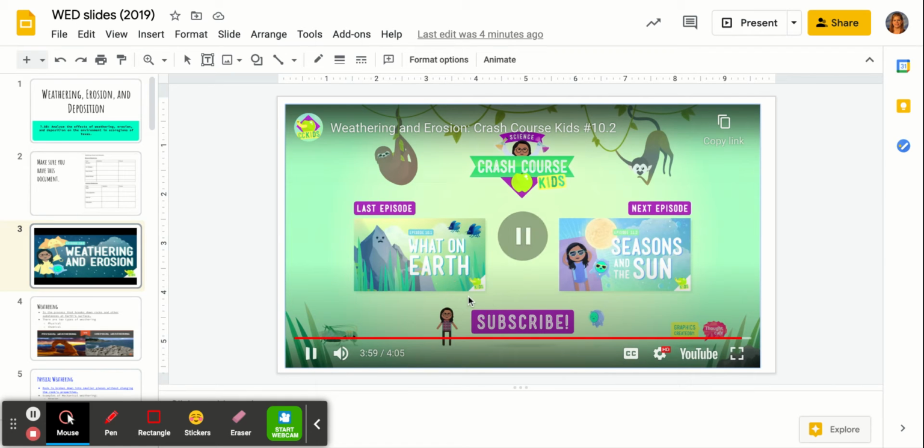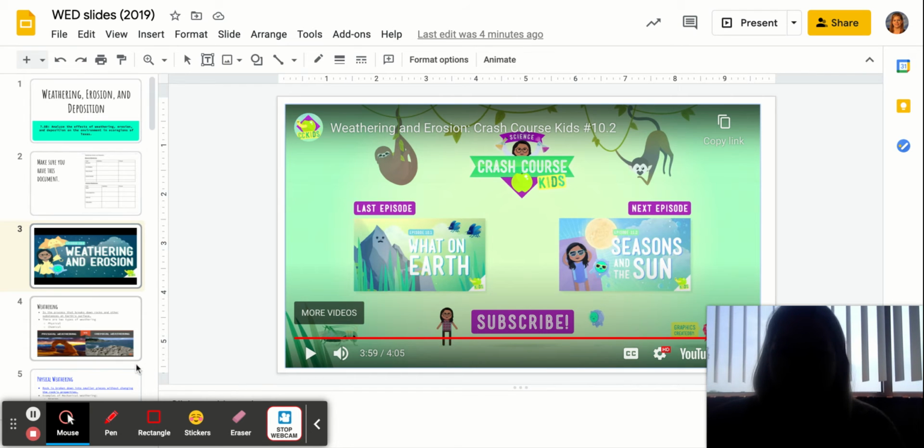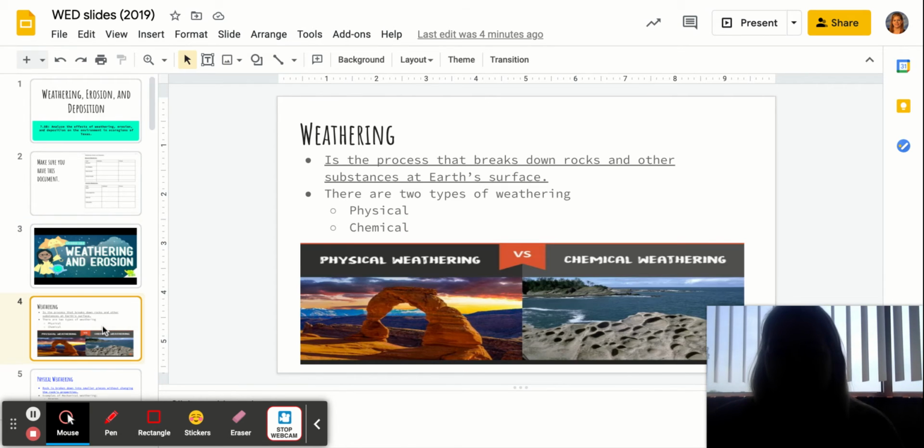All right. So, let's continue. Okay, so make sure you have your little document with you. You don't have to write this down yet. So, weathering is the process that breaks down rocks and other substances at the Earth's surface. There are two types of weathering: physical and chemical.